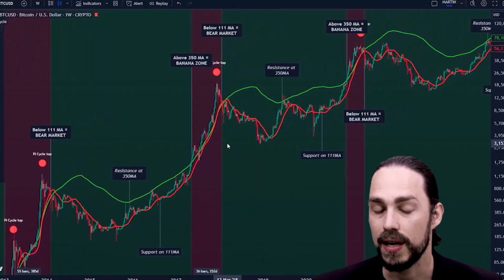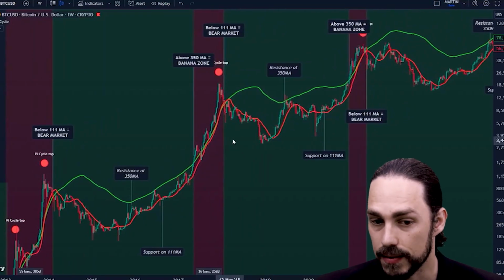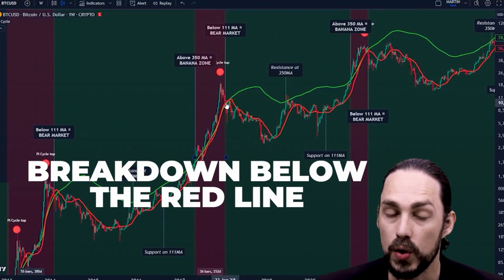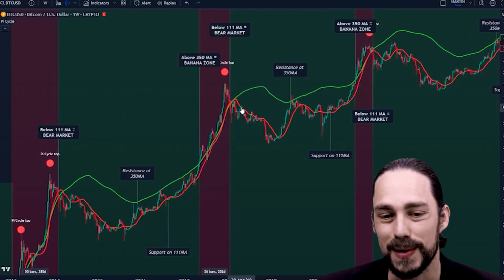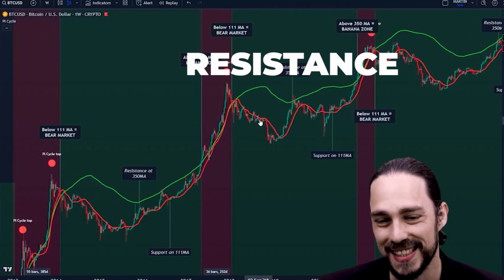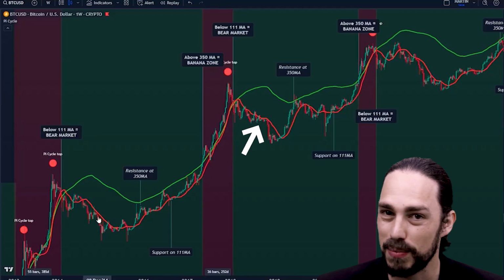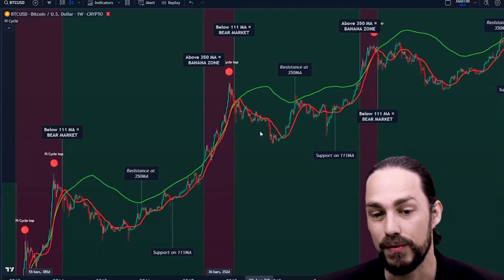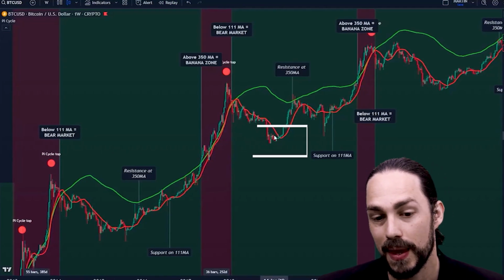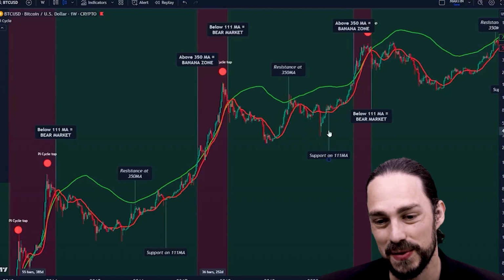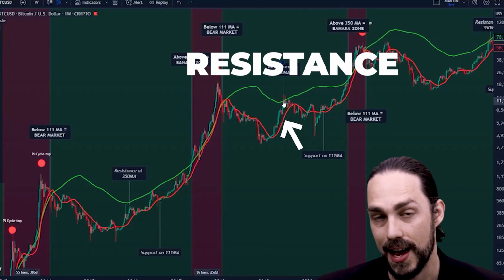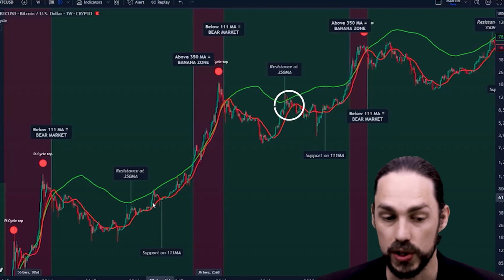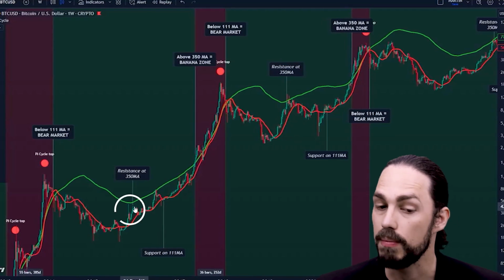And then we have a rinse and repeat of this pattern. We have a breakdown below the red line, which signals the start of the bear market. We can see that we're treating this red line as resistance, exactly the same as we did in the previous bear market here. It forms this double bottom pattern. There we can see one pattern. Here's the COVID double bottom. But we also see a push up and resistance at the green line, which is very similar to what we saw in the previous bear market as well.